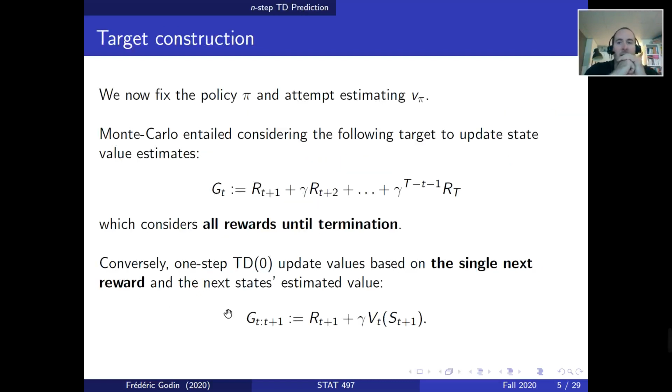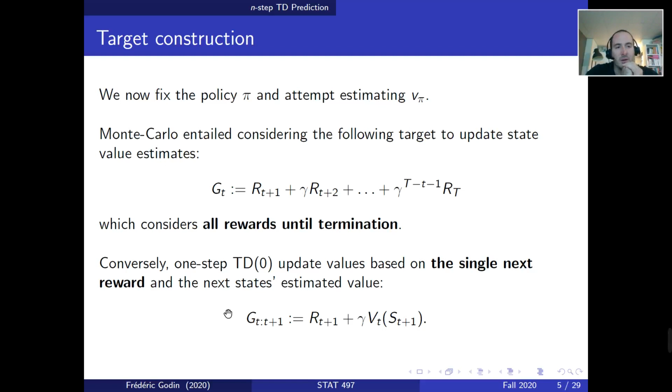As we said, we're going to start with the prediction problem. We start by fixing the policy pi, and then we're going to attempt to estimate its associated state value function v pi. And again, we're going to consider episodic tasks here.